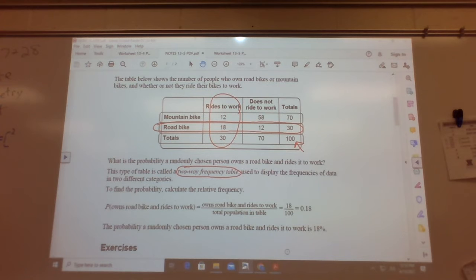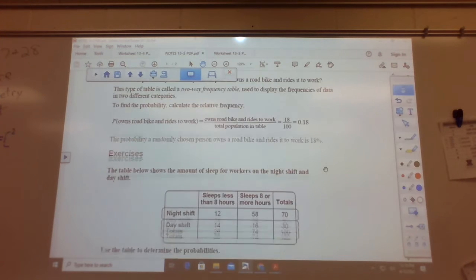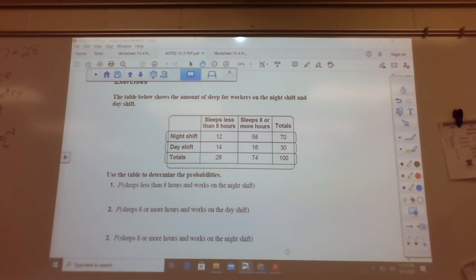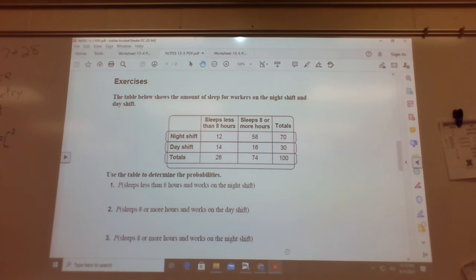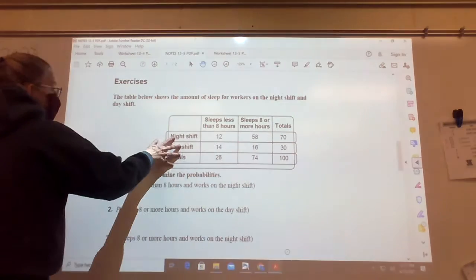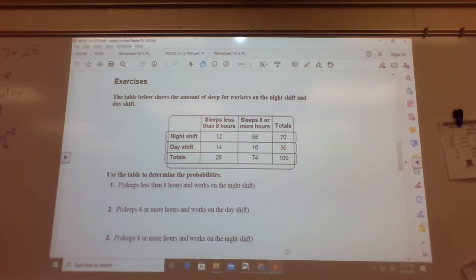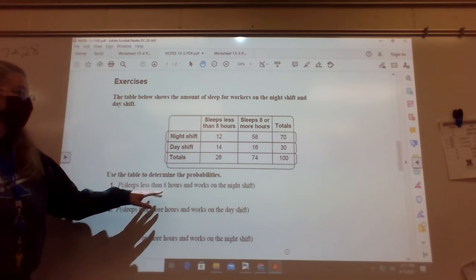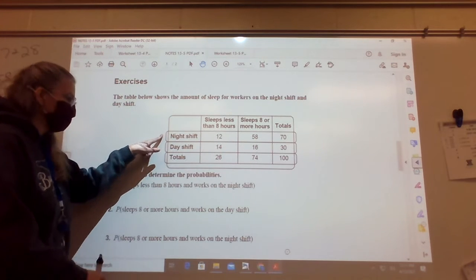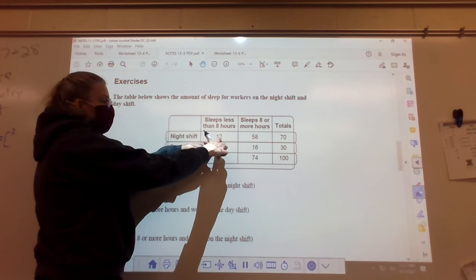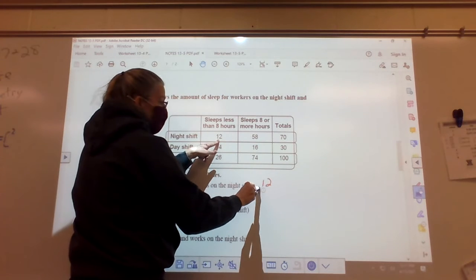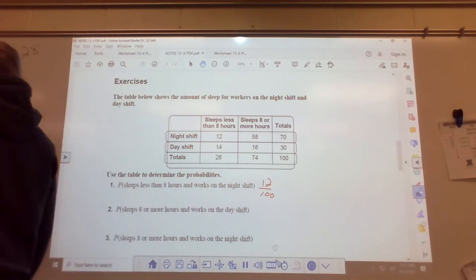Are you kind of that first one that they kind of did out? So this one, we have a chart that's comparing what shift people work and how much sleep they got. The shift and the sleep. So number one says sleep less than 8 hours and works on the night shift. Sleep less than 8 hours, that's here. Night shift is here. So I see where they connect. They connected at 12. So 12 over 100, because we're talking about everybody here.